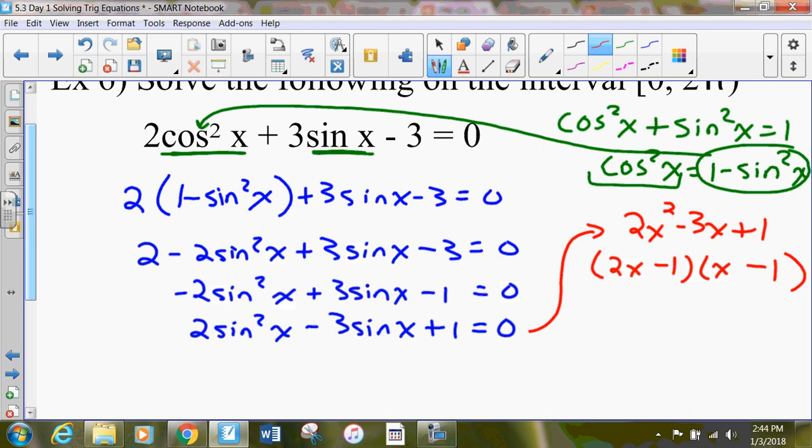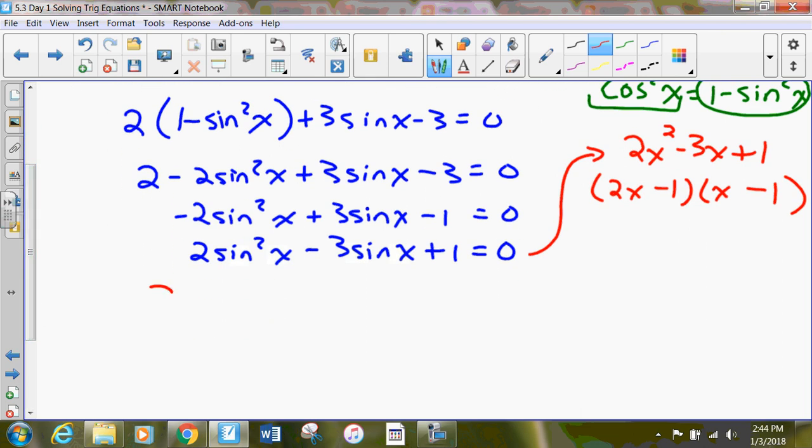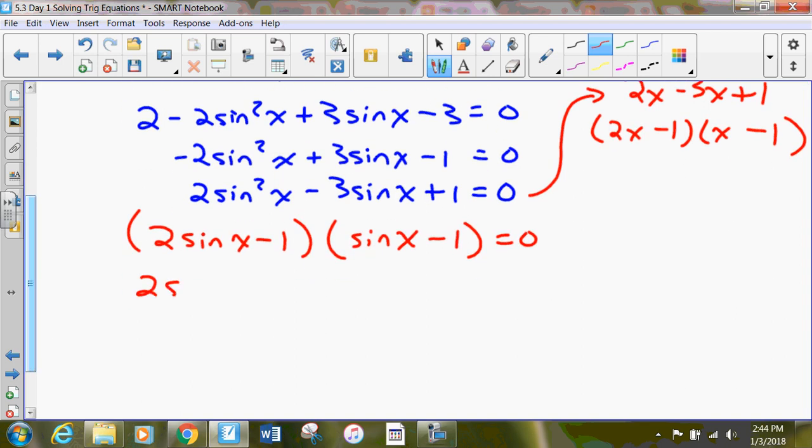So now, instead of writing the 2x minus 1, I'm going to write 2 sine x minus 1, and then I'm going to write sine x minus 1 equals 0. And I now have two factors. I can set them both equal to 0. Oops, I'm jumping ahead. I'm going to set them both equal to 0.